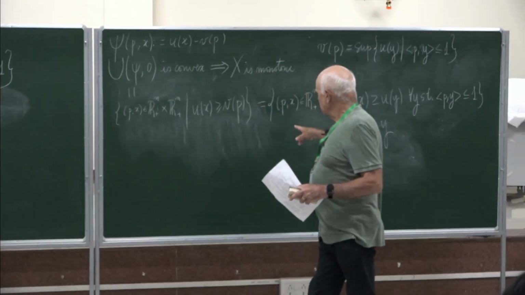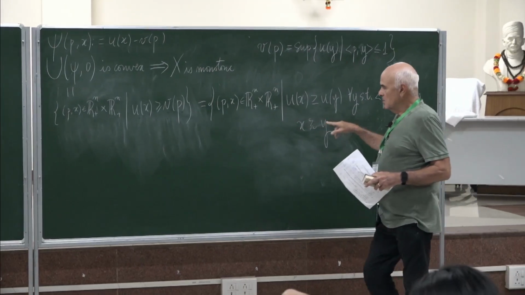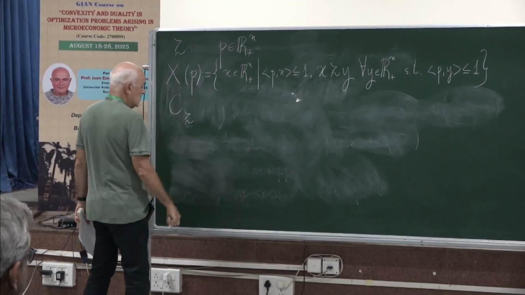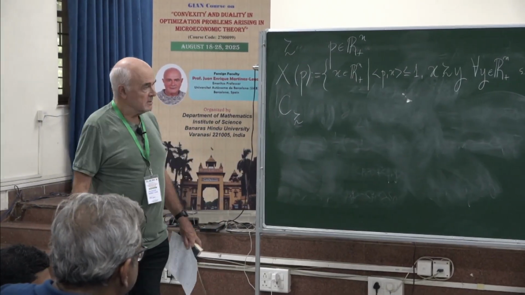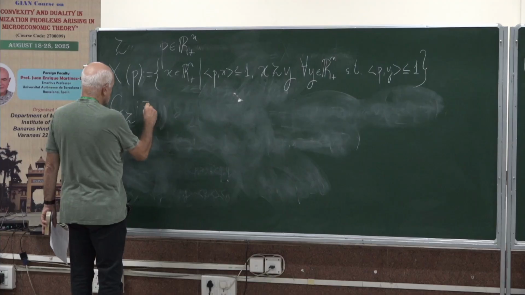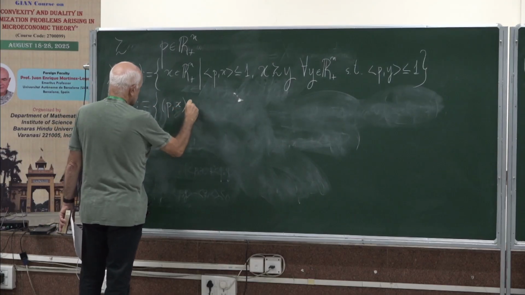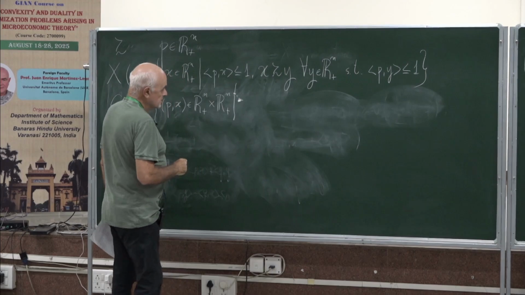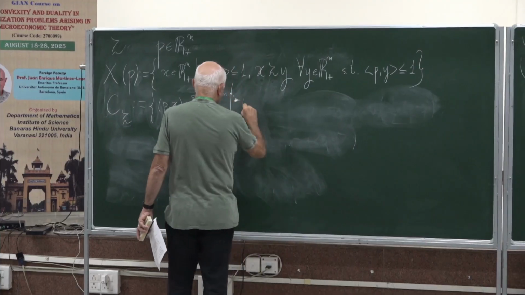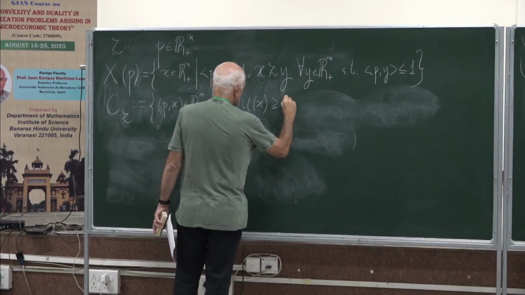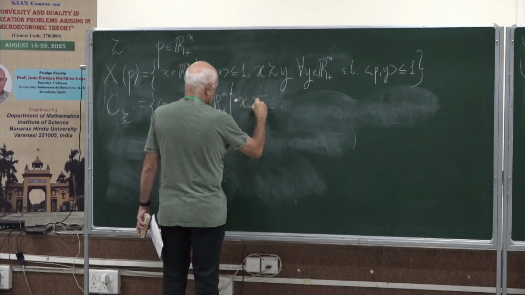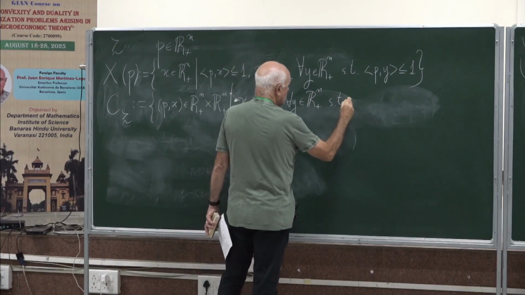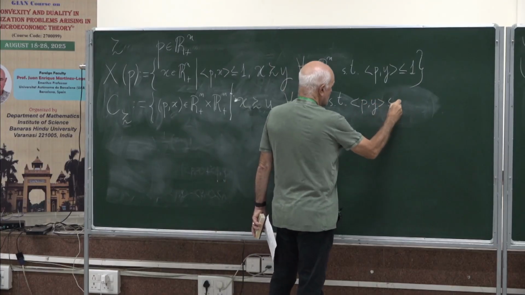And then let us consider this set, which depends on the preferences. I'm going to call it C, with the preference as subindex because it depends on it. It is the set of pairs Px in R plus N cross R plus N such that there is no Y such that Y is preferred to X, for every Y such that Py less than or equal to 1.